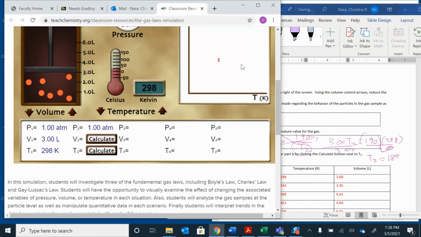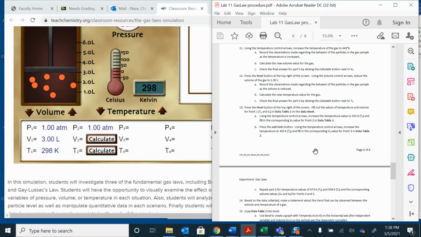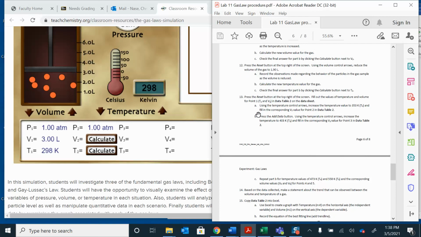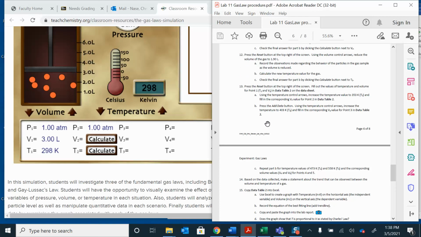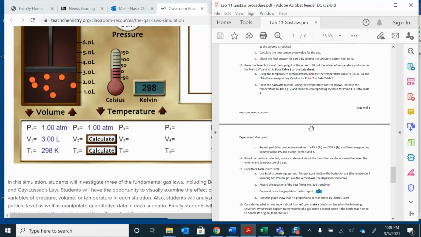So each one of these laws, we change the one variable, measure the other, then change the other variable, and then measure the other one, and then we're going to do like 4 more trials of changing one and measuring the other. So the procedure will tell you exactly what to do here. So you reset this, and then we're going to go to these other temperatures. So they're going to tell you, okay, you're starting at 298, then you're going to go to 353, then 403, then 473, and then find all the volumes for those.